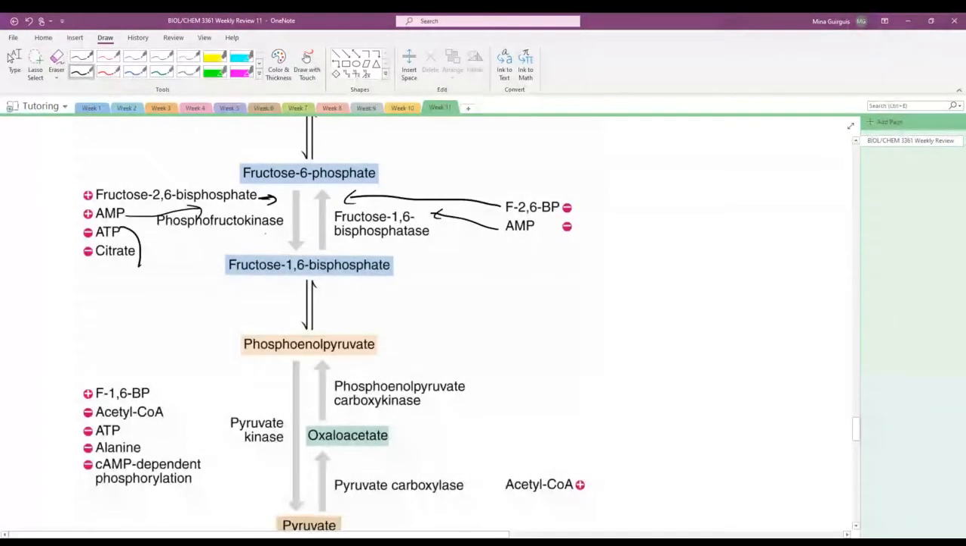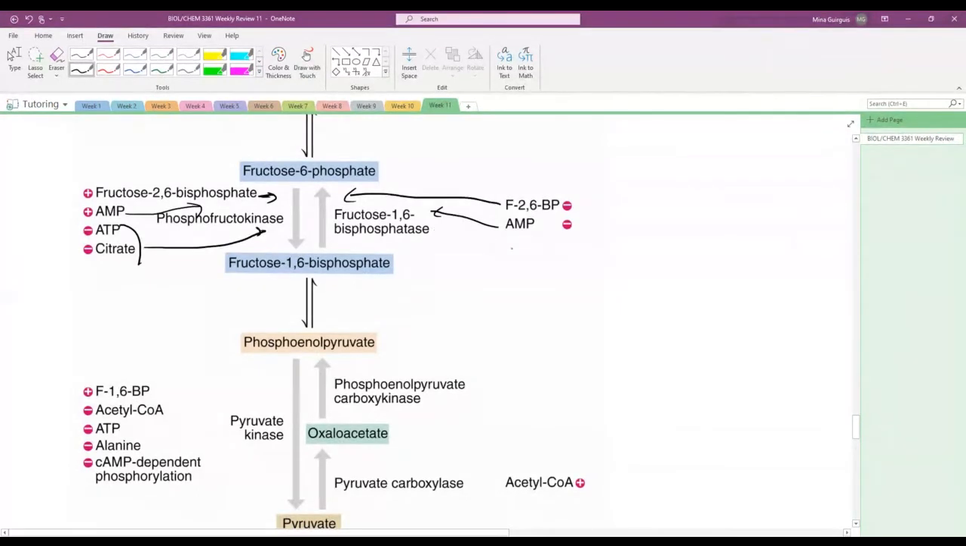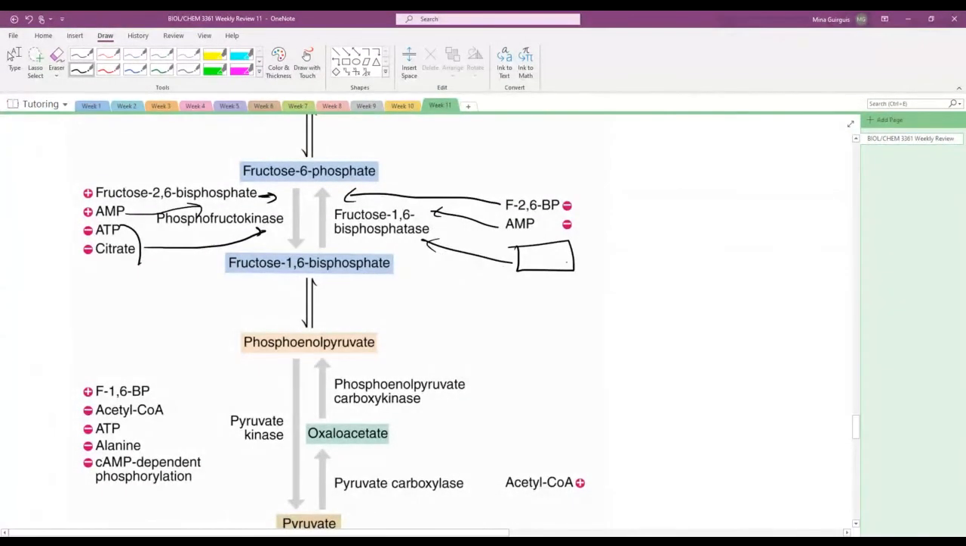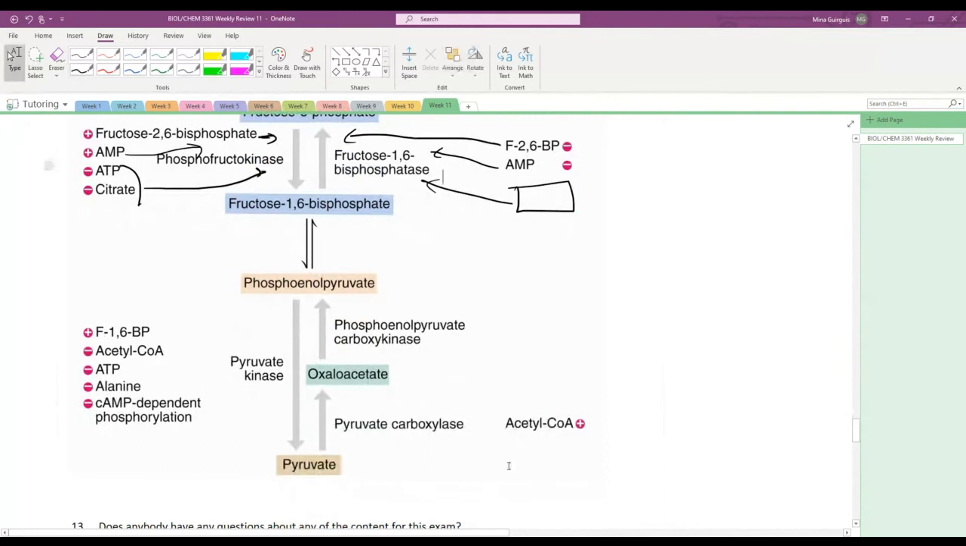ATP and citrate inhibit this forward reaction and they activate the reverse reaction. I'm not sure why it's not showing on this side, but they do according to some of your slides. Okay. Now there's a lot here in reaction 10, the phosphoenolpyruvate reaction.